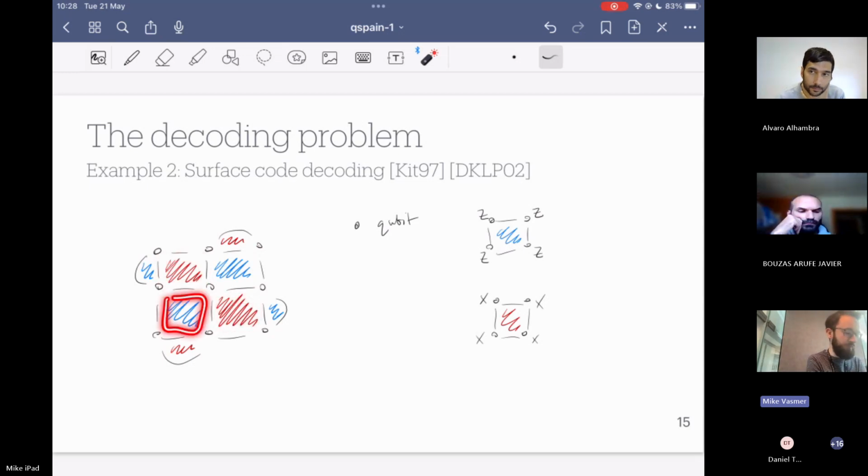This is a 4-body Z, a 4-body Z, and these boundary stabilizers are just weight 2, but they have a similar definition. So this would be a weight 2 Z, for example. Okay, so this is a very well studied and useful family of error correcting codes. It was the one used by Google in the experiment I showed earlier, actually.